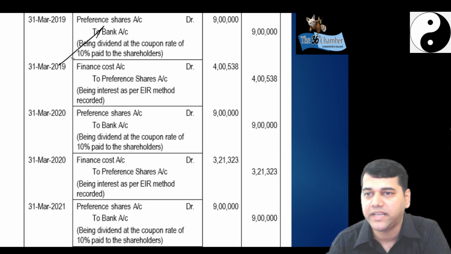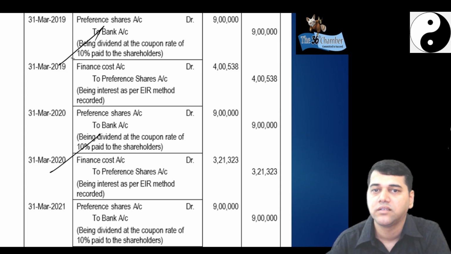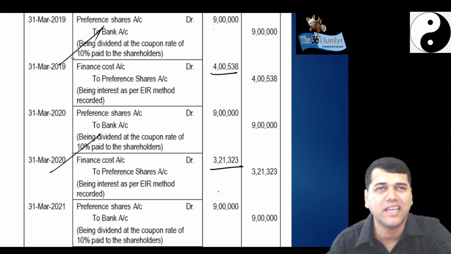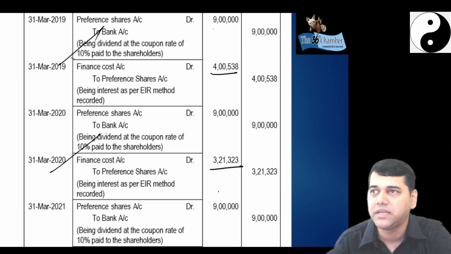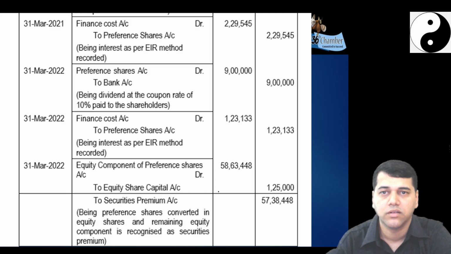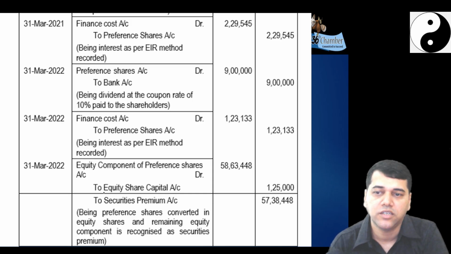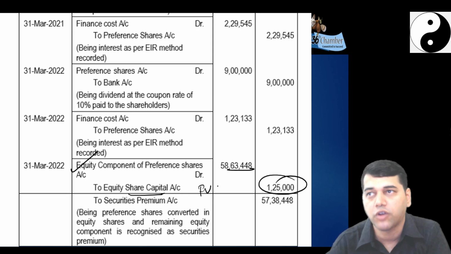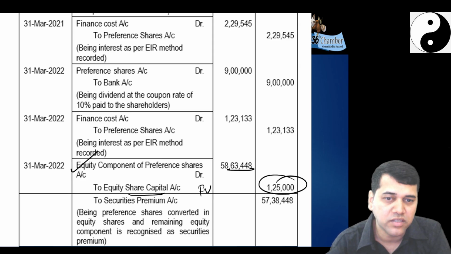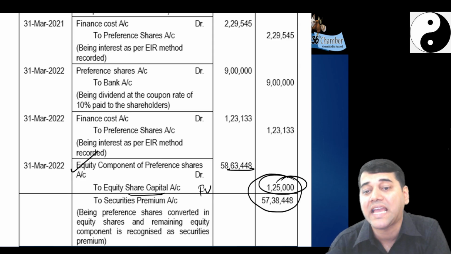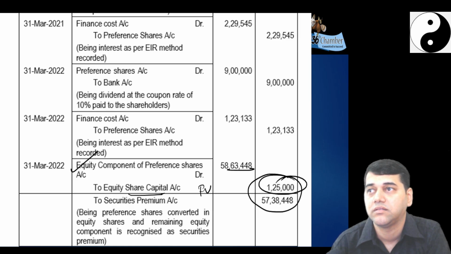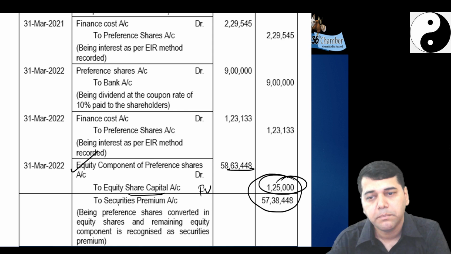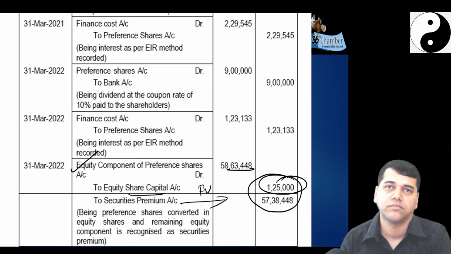So same for the second year, third year, 9 lakh, 4 lakh is the interest cost, 3 lakh 21. I can proceed further now because it's not a big deal here. The last year you debit equity component to equity capital 1 lakh 25 because they gave you face value. If they had not given it, you had a choice, either take full into equity capital or equity, simple. Balance will go into securities premium.